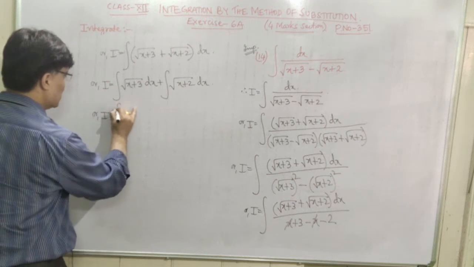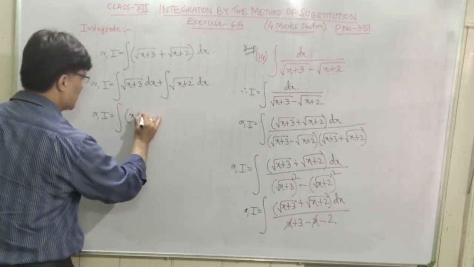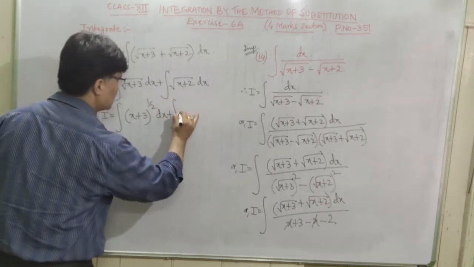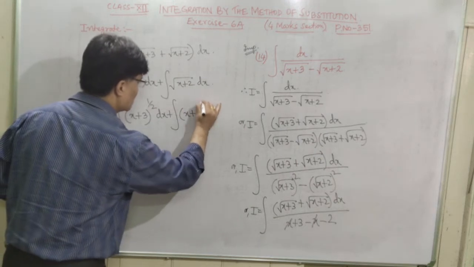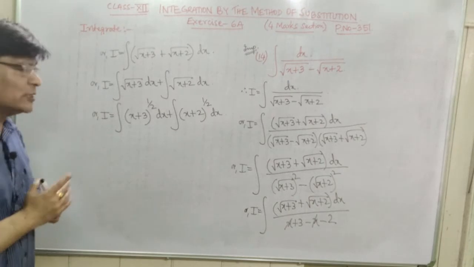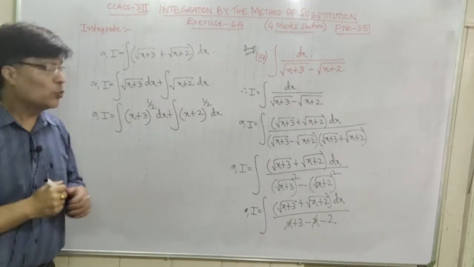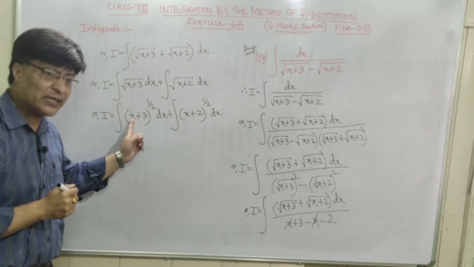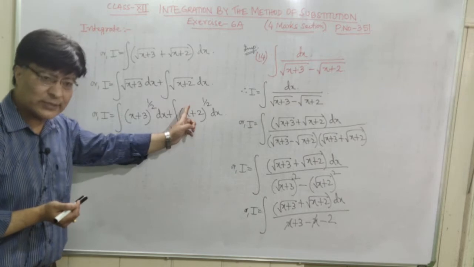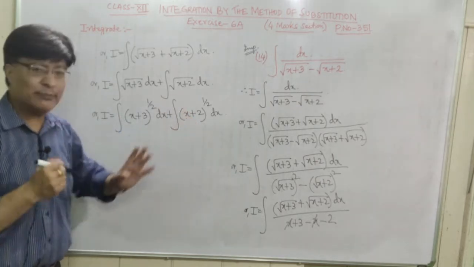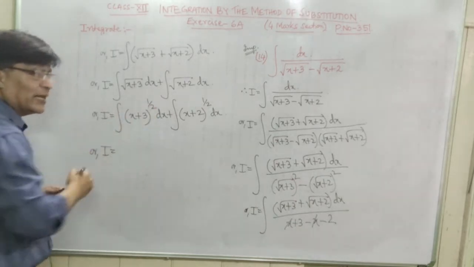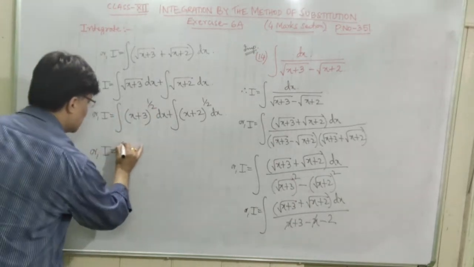So I is equal to the integral of x plus 3 whole to the power half dx plus the integration of x plus 2 whole to the power half dx. Since within the square root the power of x is 1, we can take this x plus 3 as x and then integrate. Here also x plus 2, the power of x is 1 again. So x plus 2 can be taken as x. What is this integration now? It is just like your x to the power n, isn't it?